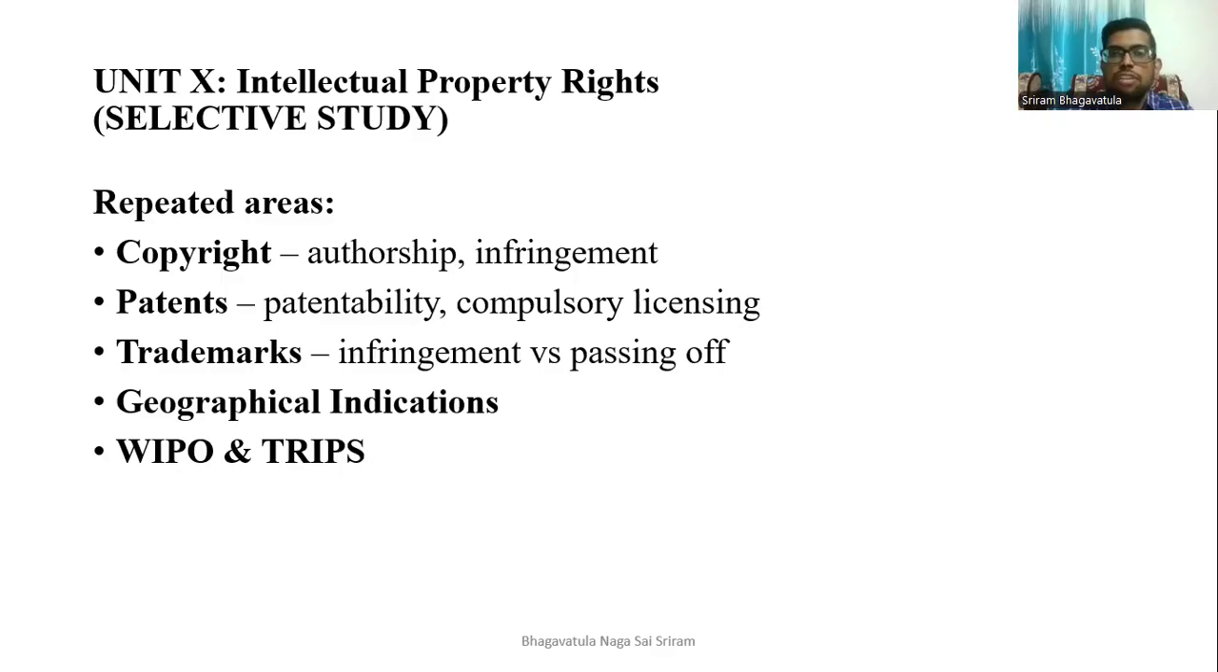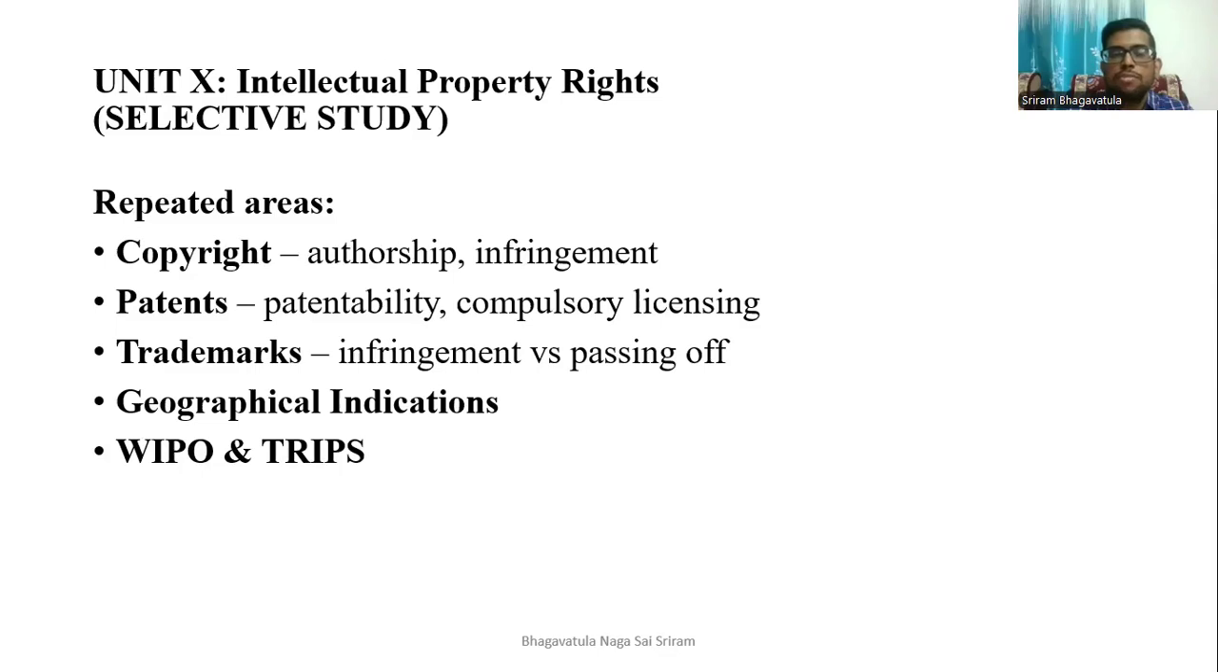Next one is geographical indications. What is a geographical indication? Think of Tirupati Laddu, Araku coffee, Darjeeling tea or Kanchipuram silk. So what is a geographical indication, and when will it be given? All of this is also very important.